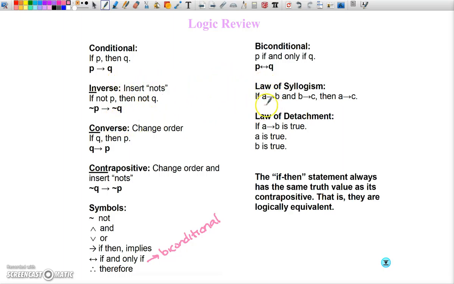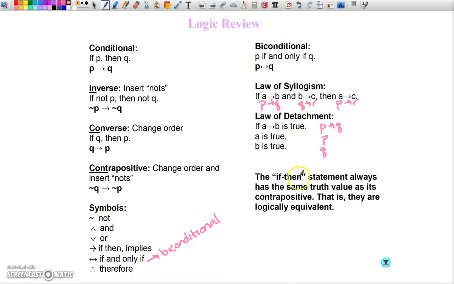All right, so law of syllogism: usually we use P and Q because it pertains to this logic. So if you want, you can make this P implies Q, Q implies R, then P implies R. And then same with the law of detachment. P implies Q, and then your second statement should be P, and your third should match Q.